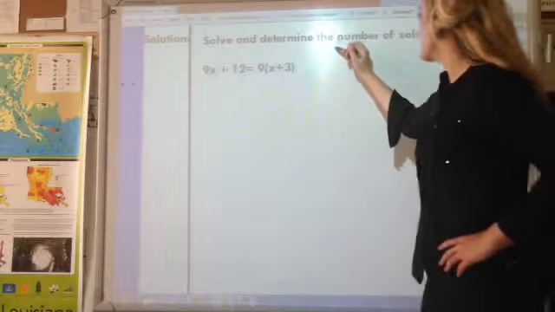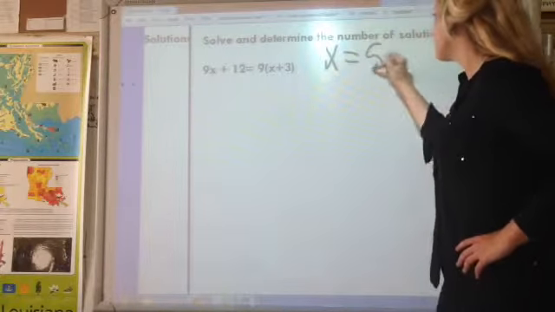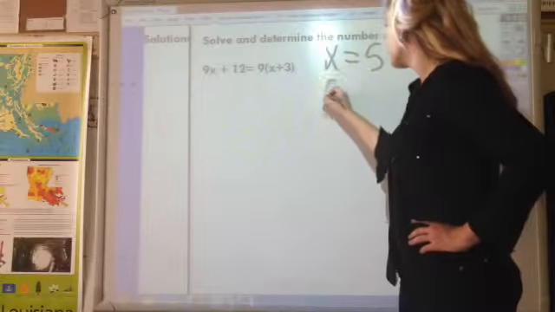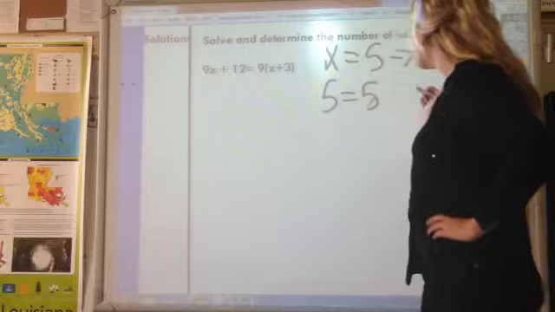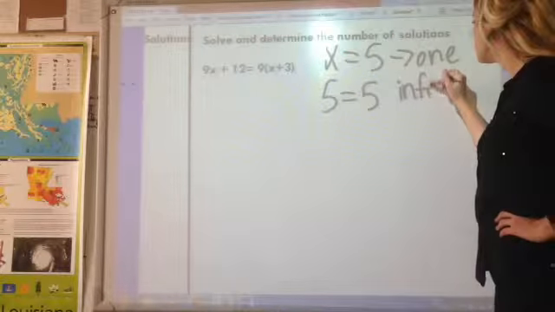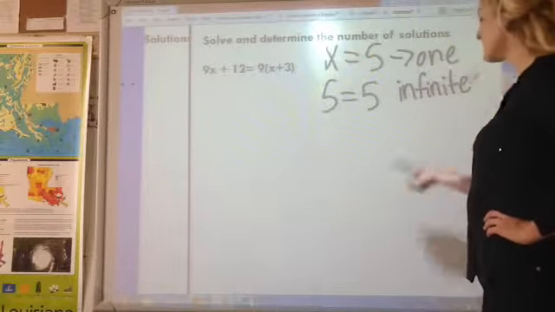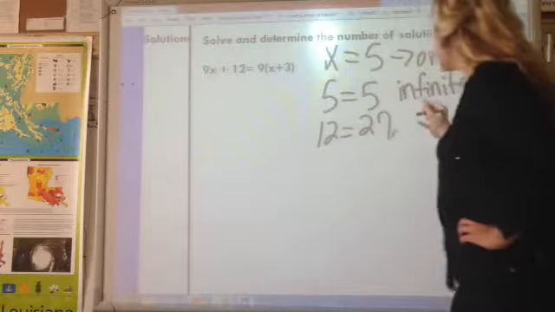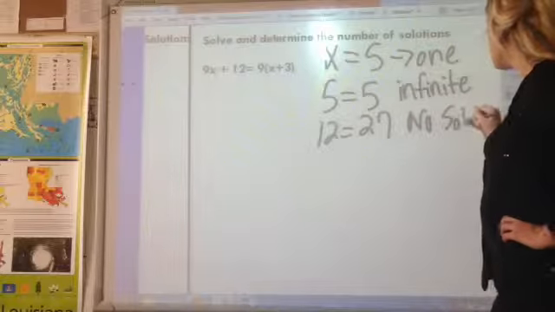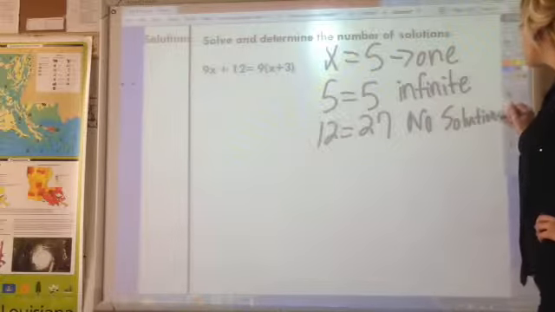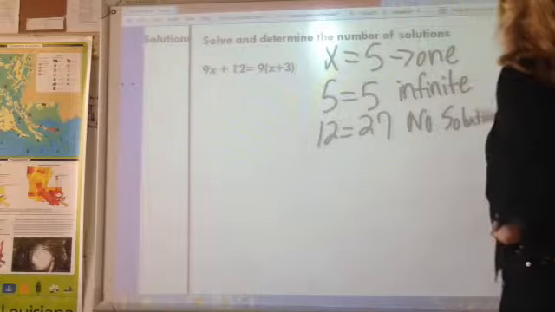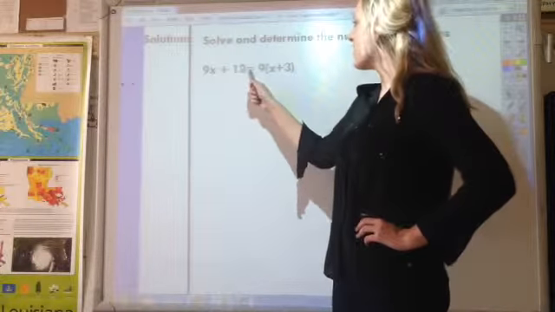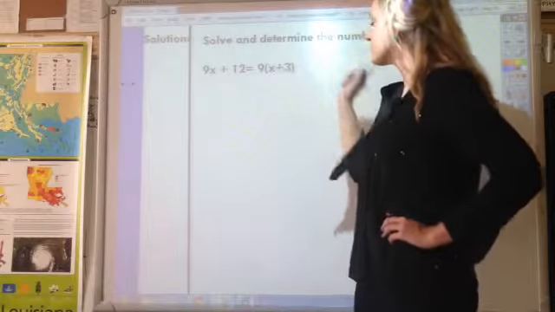So again, if I have a variable, let's just say x equals 5, that means I have one solution. If I have 5 equals 5, that means that I have infinite solutions. That means there's any number I could plug in to make it true. But then if I had like 12 equals 27, that's going to leave me with no solutions. So let's go ahead and figure out this one. Go ahead and write 9x plus 12 equals 9 parentheses x plus 3.